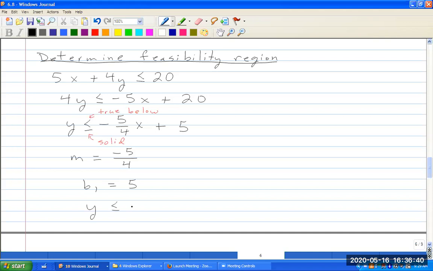Well, maybe I won't even, well, I will say what they are. So y is less than or equal to 5. So this is going to be true below. And this is going to be solid. They're all going to be solid.